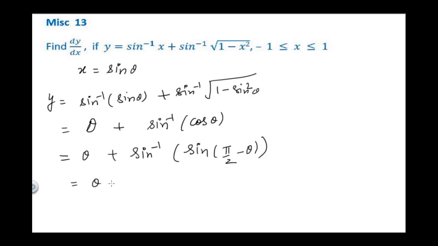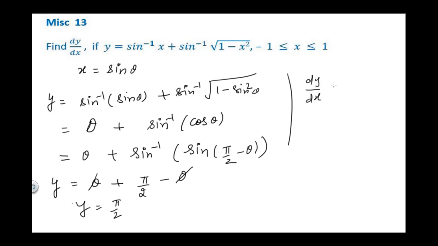So theta plus sine inverse of sine of theta will lead us to just get pi by 2 minus theta. Theta and theta will get cancelled. Y is actually equal to pi by 2 only. So finding dy by dx for it, we get dy by dx of pi by 2. It is 0 because it is a constant. So the answer for the question is 0.